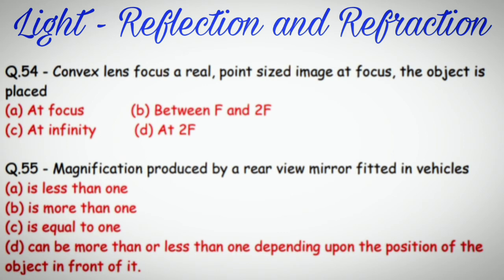Next question comes here. Magnification produced by a rear view mirror fitted in vehicles. Option A less than 1, option B more than 1, option C equal to 1, option D can be more than or less than 1 depending upon the position of the object in front of it. And the correct answer is less than 1.